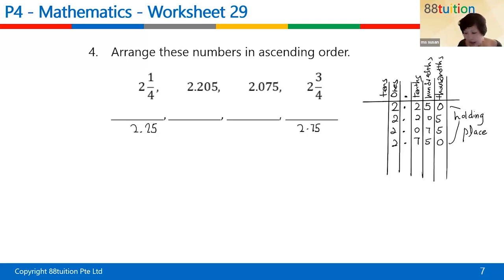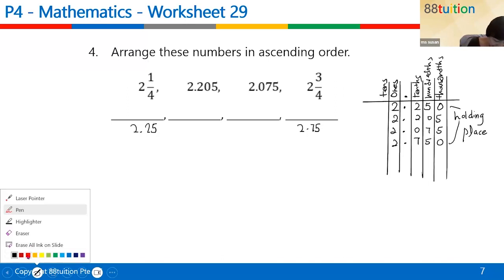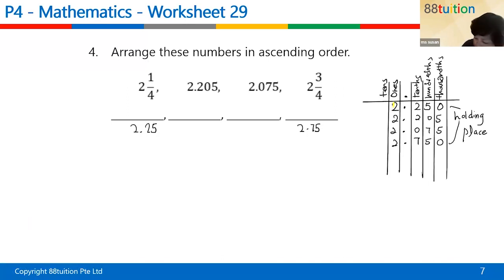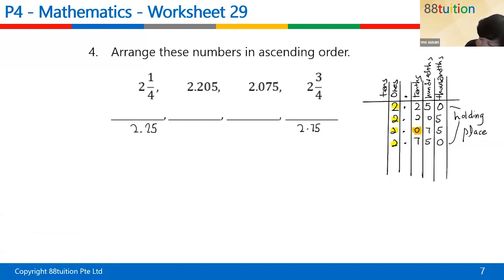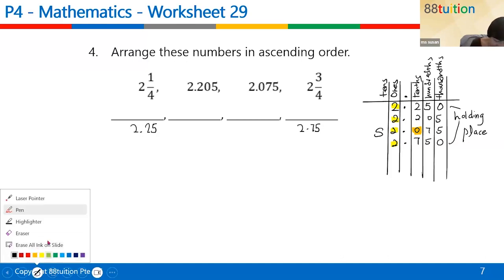Okay. So now let's check. If I look at my highlighter, I have all the 2, 2, 2, 2, nothing to compare. So you take a look at the second value. What do you see in the second value? You have 2, 2, 0. So 0 is the smallest, right? So I put here S size. Remember we say S size. Then I'll look for medium size.